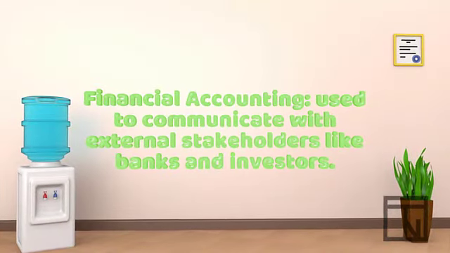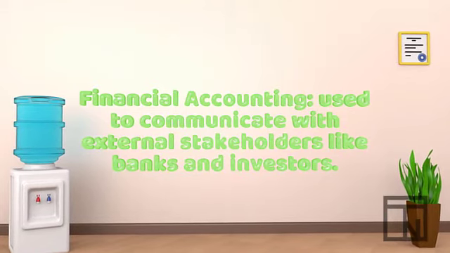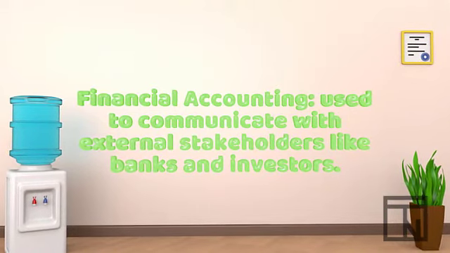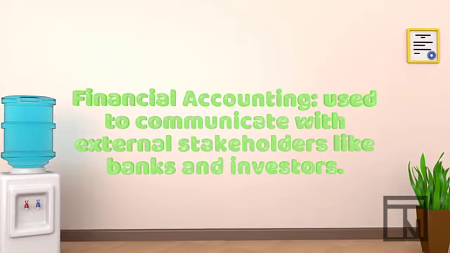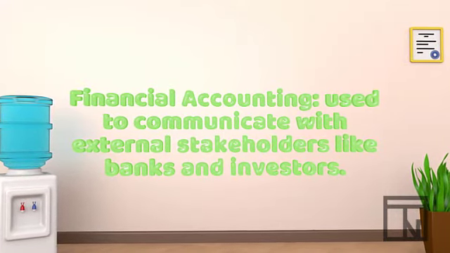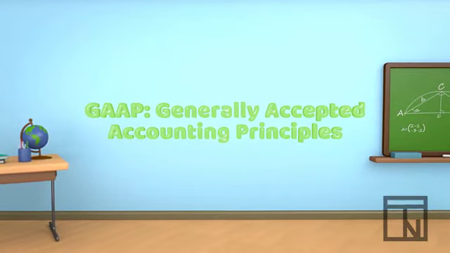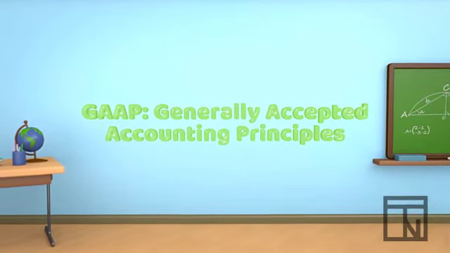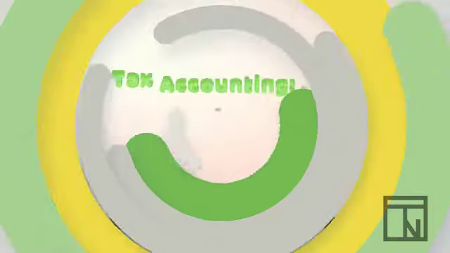Financial accounting is used to communicate with stakeholders outside the company, like banks and investors. These stakeholders want to use the information to compare companies to make sure that they are making good investments. So there are stricter rules about how this information gets communicated. In the United States, we call these rules GAAP, or Generally Accepted Accounting Principles.